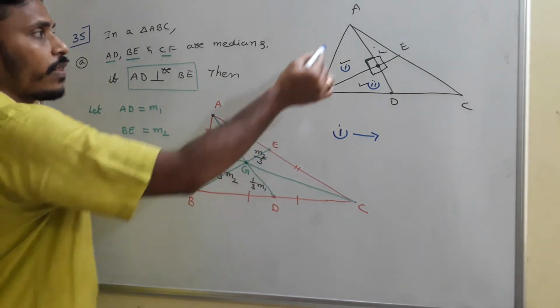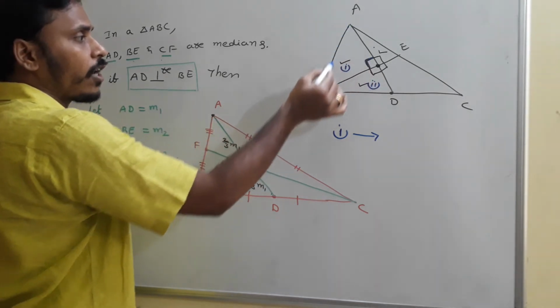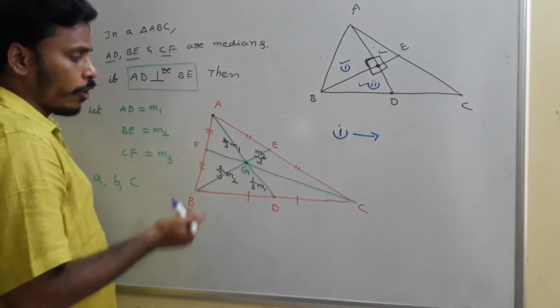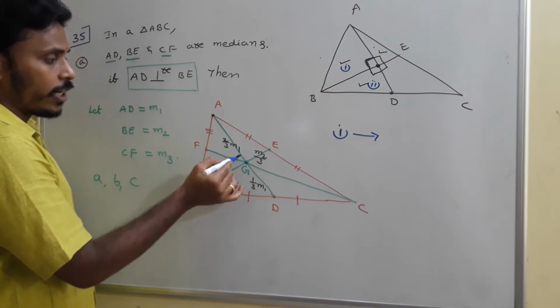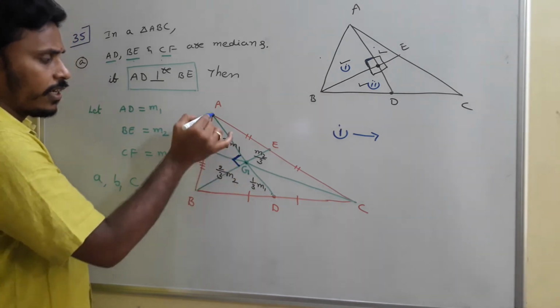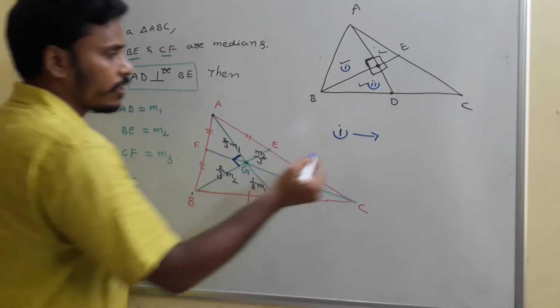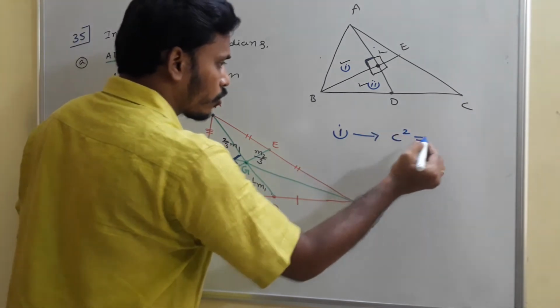See, for the first triangle, this is 90. The side opposite the 90 is AB, which is the hypotenuse. You just look there. Here it is 90, and since it is 90, its opposite side AB, whose length is C. So hypotenuse square is equal to C square.